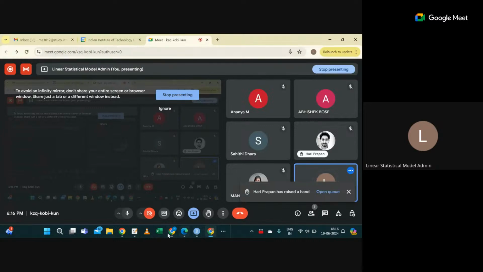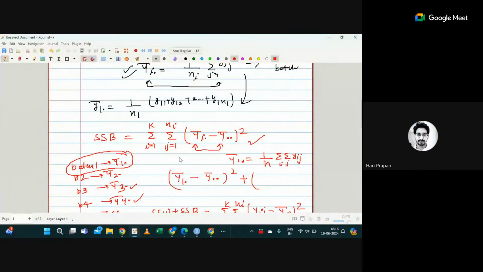Yes, Hari. Sir, I think in the SSB part we are multiplying by the number of observations. Yeah, it's the same thing. That's not a problem. I wrote both summations, right? Since the j term is not there, it will be ni. But sir, my doubt is that whenever we are calculating variance, we usually divide by n, the number of observations. But in this SSB, why are we multiplying the number of observations in this squared difference?